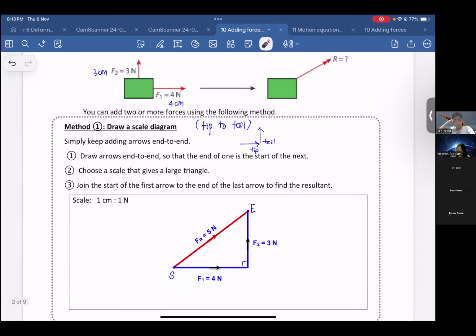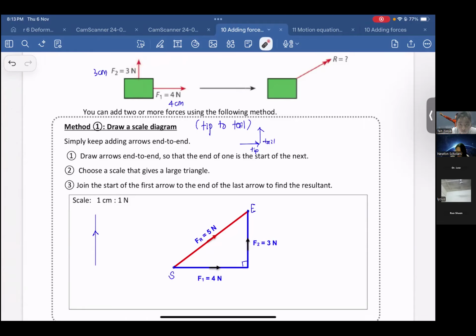Maybe you say, teacher, just now you said you maintain one, then you move another force. Why did you maintain the 4 Newton? Can I maintain the 3 Newton? My answer is yes. You can draw like this. Draw it by yourself. Draw 3 Newton as 3 cm, upwards. Then this time we maintain 3 Newton and move the 4 Newton to here. Continue, one force followed by another force. So this 3 Newton is followed by your 4 Newton here.